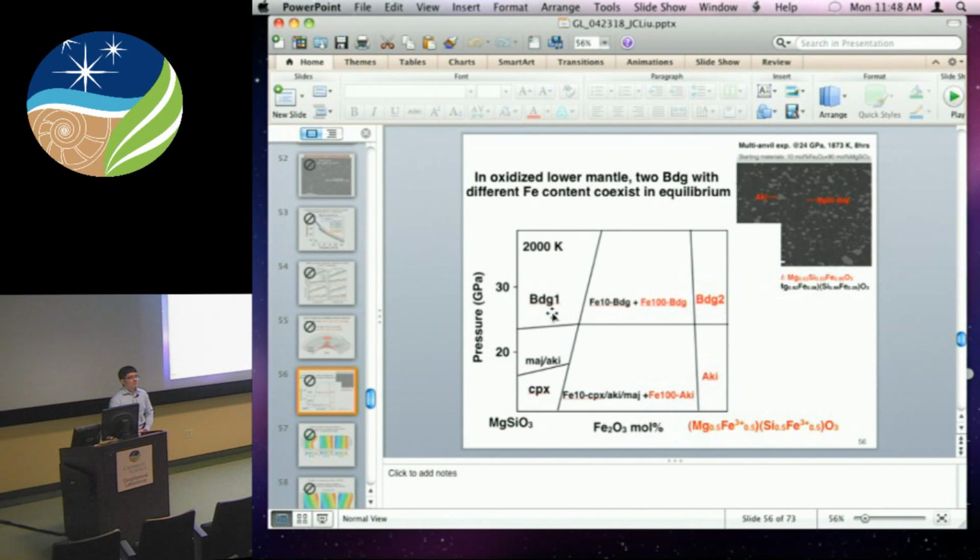Right. You're talking about this part, the solubility in this part. Yes. Yes. Falling in that particular space, then you really can't use that as an end member to discuss the whole mantle. Yes.